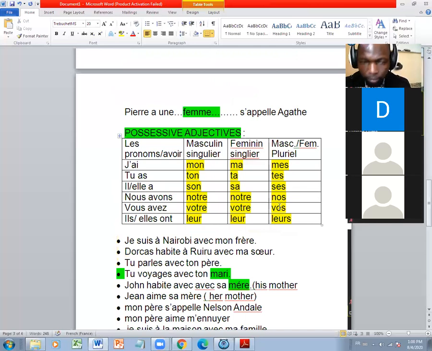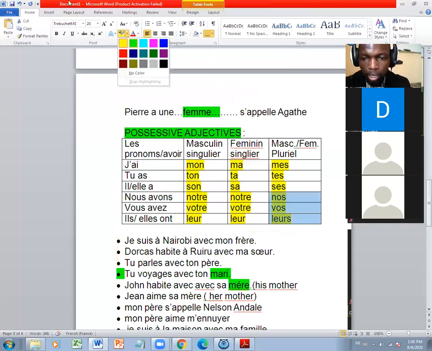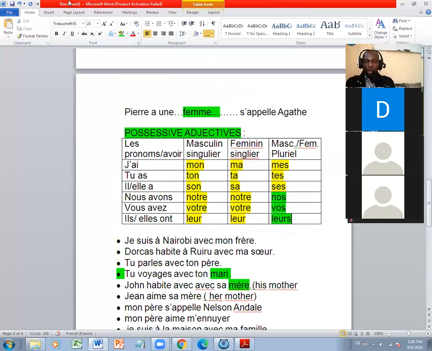Let me change the color to another color, which is maybe green. So you see those. We use notre, votre, leur, whatever. You see, nos, vos, ils, and elles are plural. So if the subject is plural and whatever is possessed is also plural, we use what? We use nos. Like the way you are in class, we say not professeur de français, Monsieur Dixon, our French lecturer, Mr. Dixon. But when you say nos professeurs, our lecturers, it is more than one.